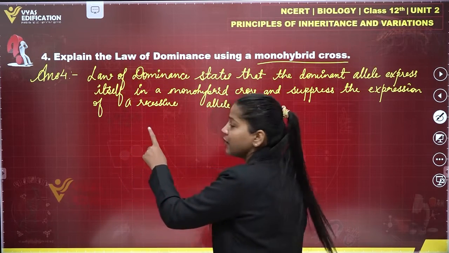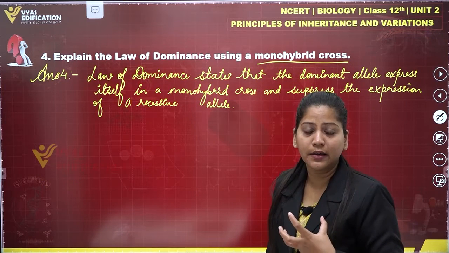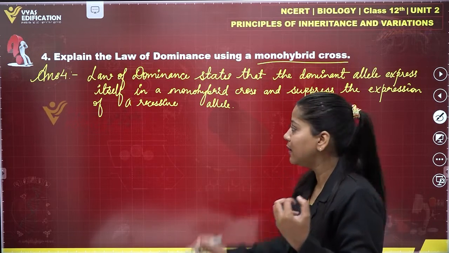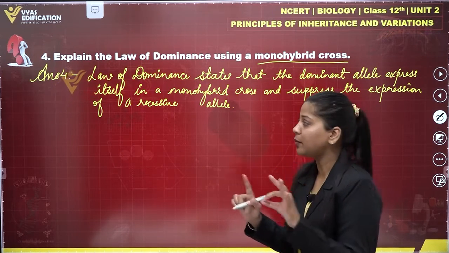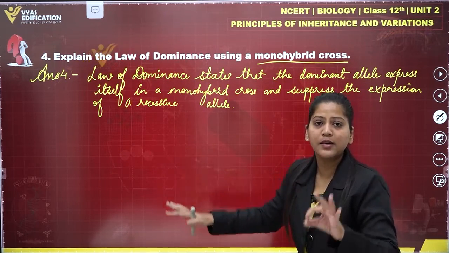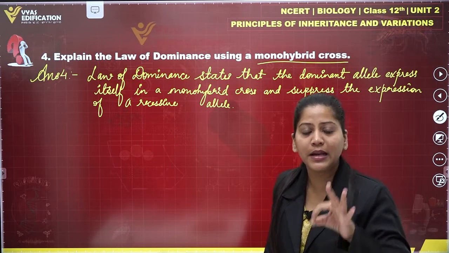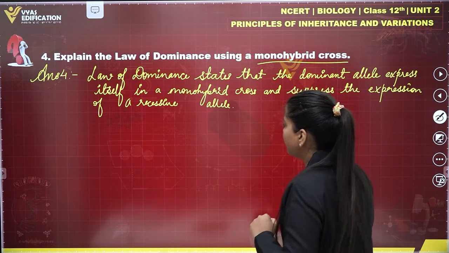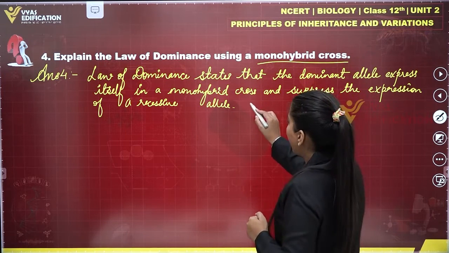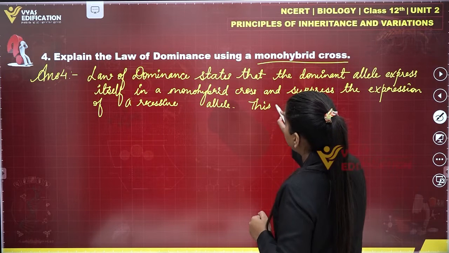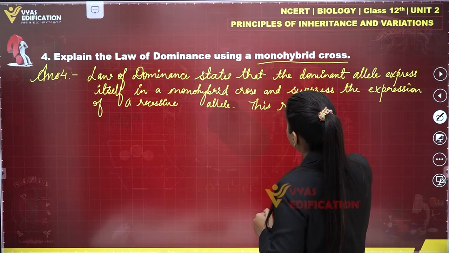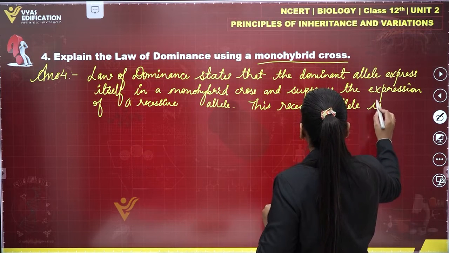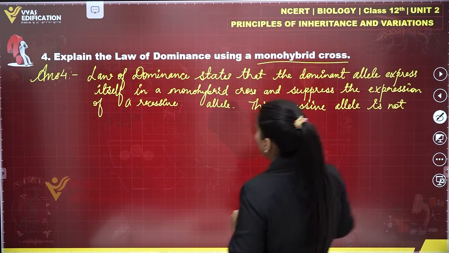It expresses itself. The expression we are getting in a monohybrid cross is of the dominant allele, of course, and the recessive allele is hidden, but that does not mean that it is lost. It remains hidden, masked there in the progeny of the F1 generation. So this is the law of dominance, and this recessive allele is not lost. It is not lost.